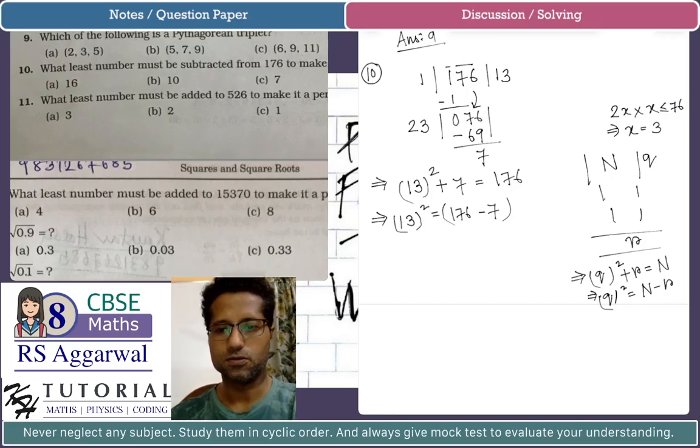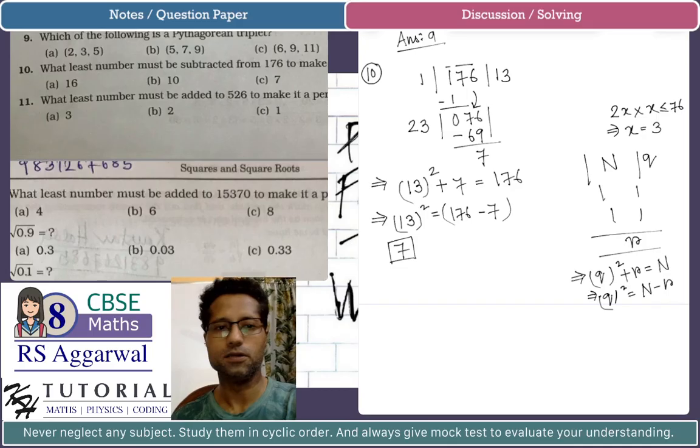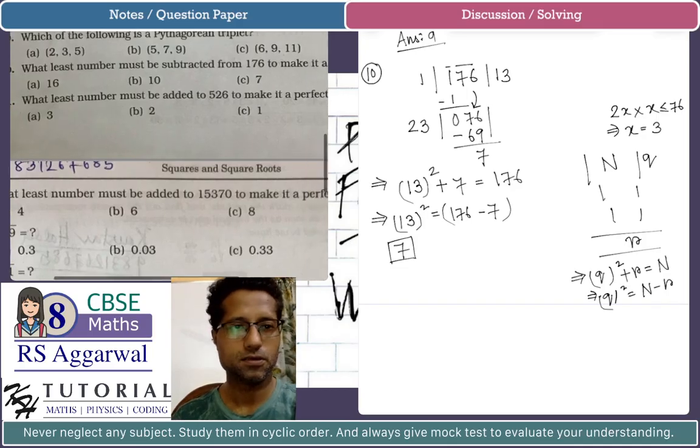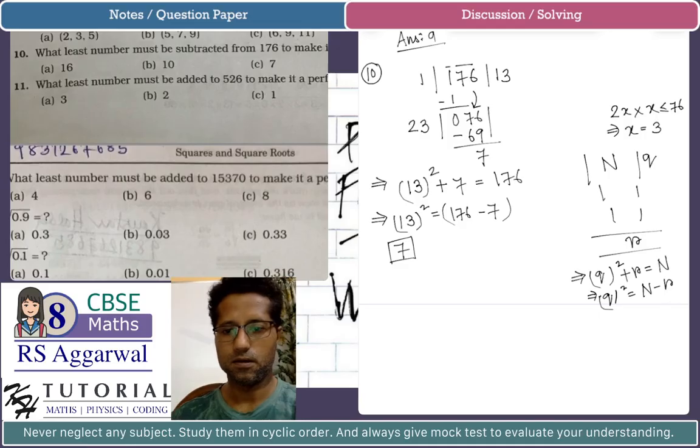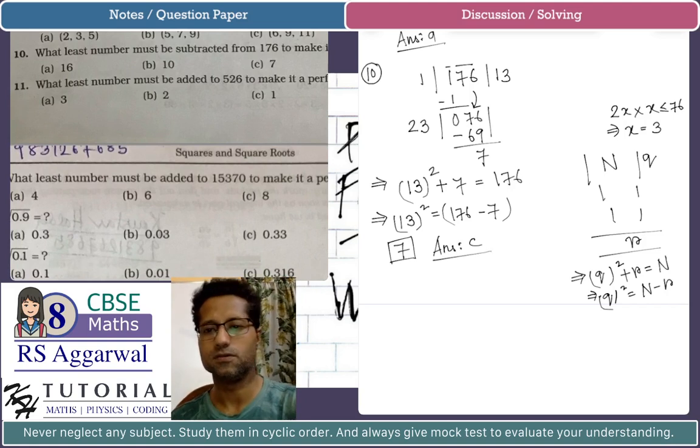So 7 is the answer. 7 is the least number that should be subtracted from 176 to make it a perfect square, and that perfect square is 13 square. So for question number 10, the answer is choice C.